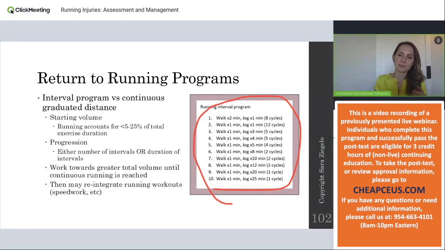You want that progression to be happening with one variable at a time. So I always think, we want to only be able to point our finger at one culprit if there's a problem. So we're either going to increase the number of intervals or the duration of the interval, but not both. So if you're doing, let's say, a 2-minute walk, 1-minute jog, or a 3-minute walk, a 1-minute jog, as you progress you're going to want to either do that same cycle a couple more times, or you can increase it, but I wouldn't do both.